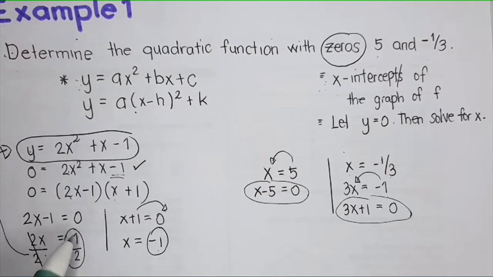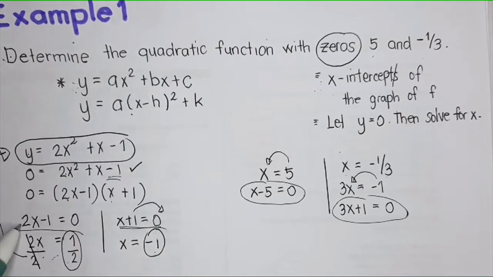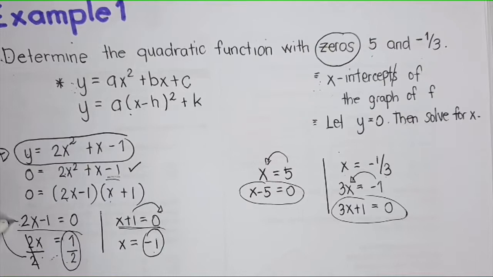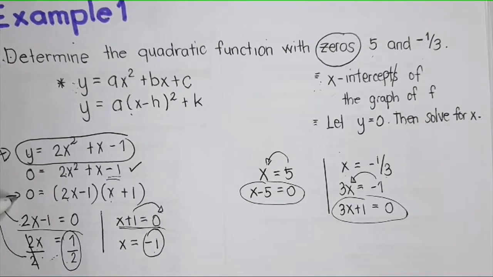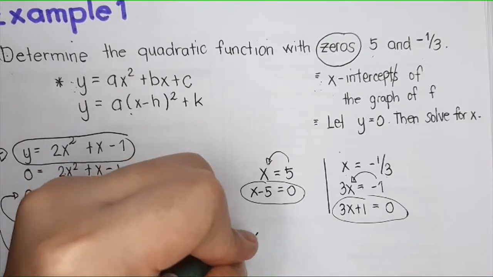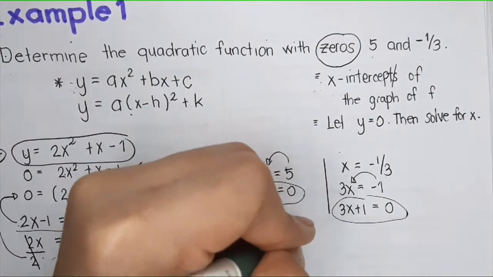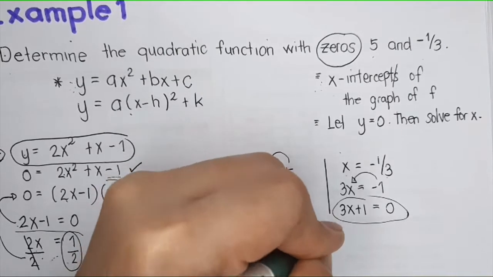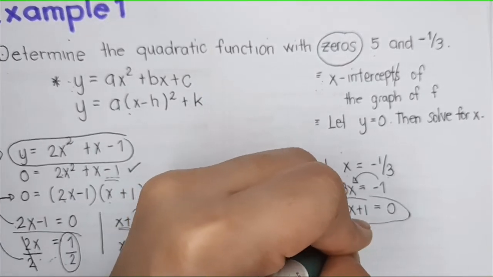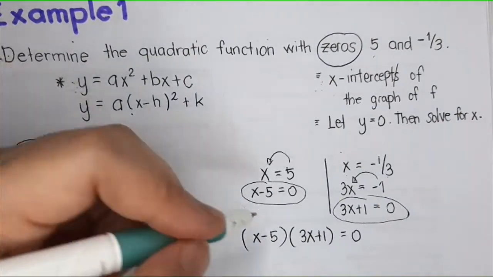Ano yung sunod na gagawin? Okay, you work backwards. You multiply them. So, I will have x minus 5 times 3x plus 1 equals 0. Okay? Let's do the FOIL method.